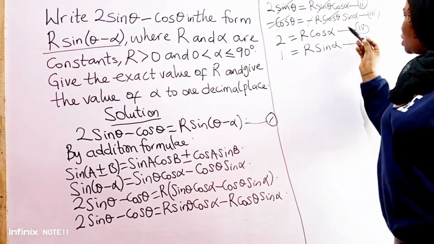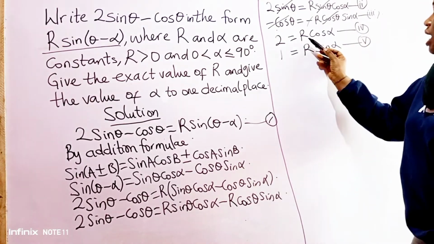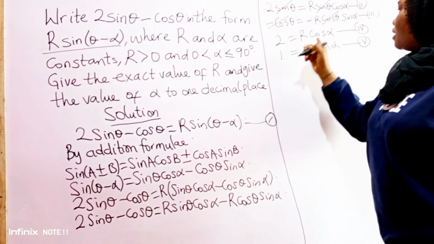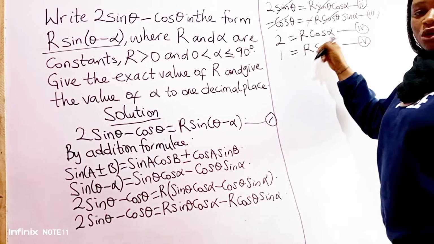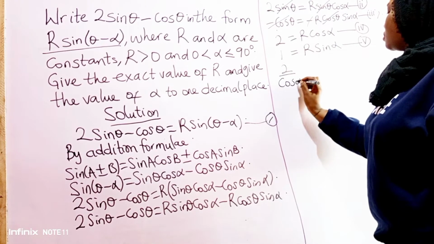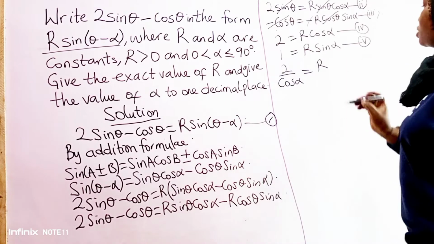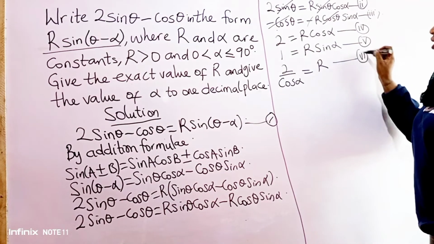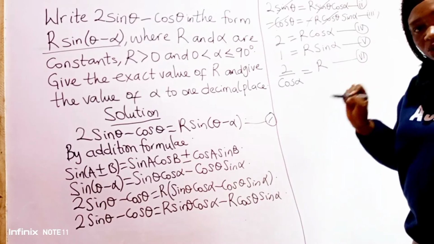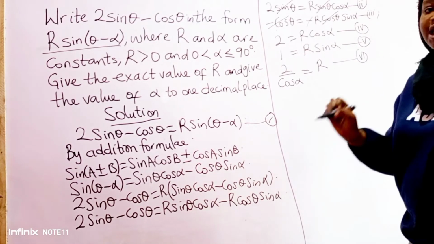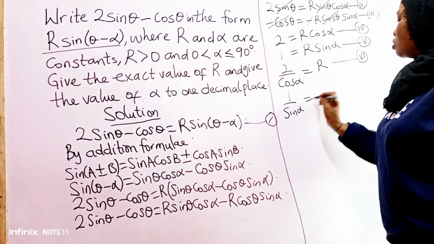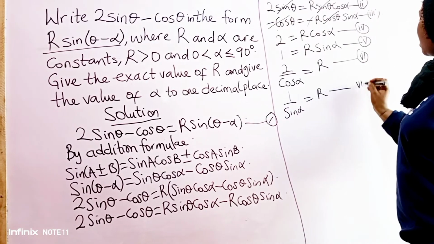From equation 4 and equation 5, we can make r the subject of the formula. To do that, we divide both sides of equation 4 by cos α. So I have 2 divided by cos α is equal to r. This gives me equation 6. In equation 5, I want to make r the subject as well, so I divide both sides by sin α. So I have 1 over sin α is equal to r. Equation 7.